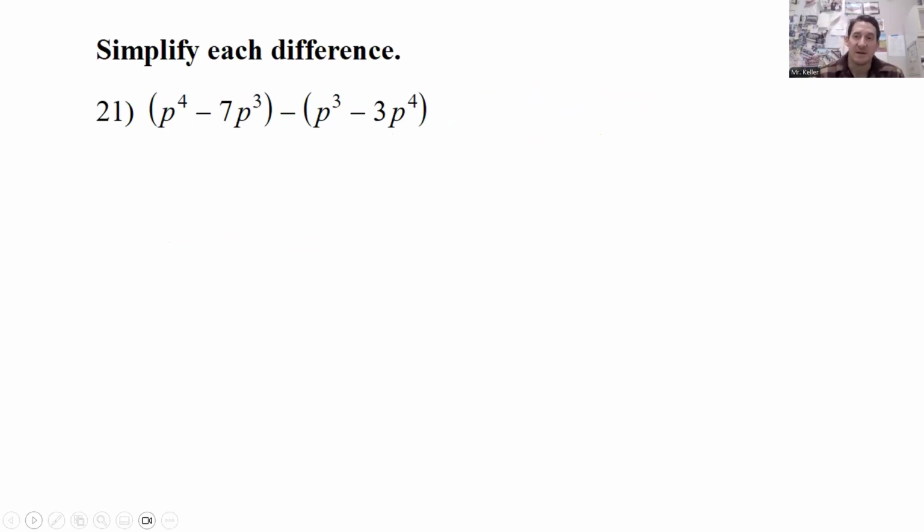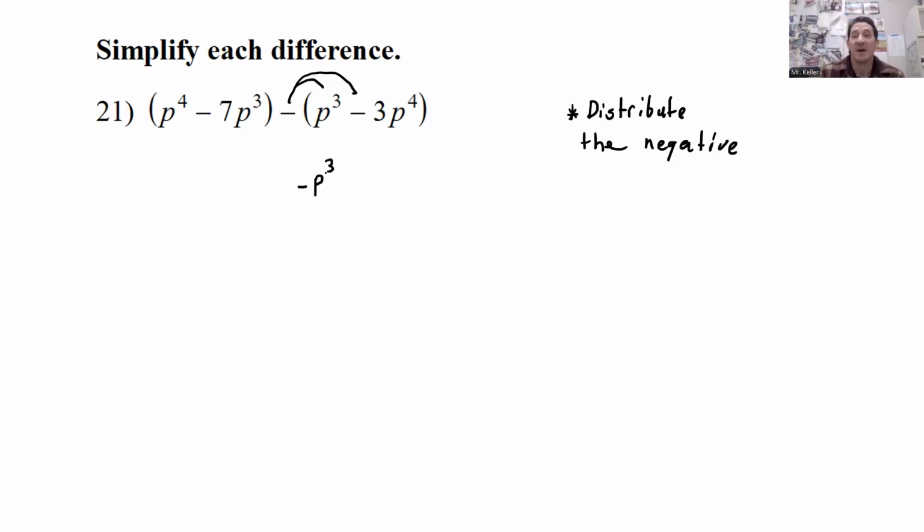When we're subtracting, there is an extra step. What you want to do, this is going to be important, is distribute the negative. This will help you keep track of the negative. So when I distribute the negative here, it's just going to change the sign of the things in here. So a positive p cubed, distribute that negative, becomes minus p cubed. Minus 3p to the fourth becomes plus 3p to the fourth. It just changes the sign. Positive becomes negative, negative becomes positive, or plus becomes minus, minus becomes plus.